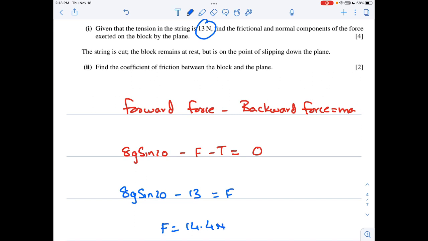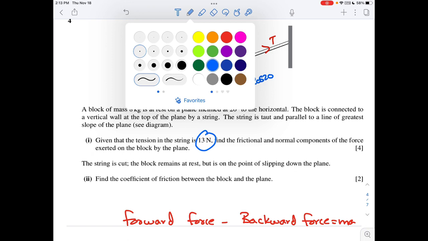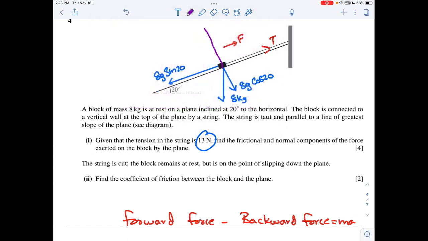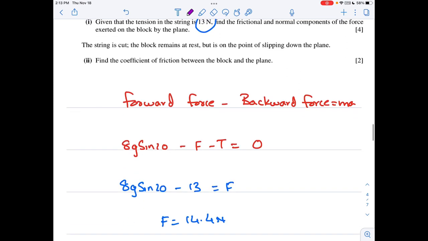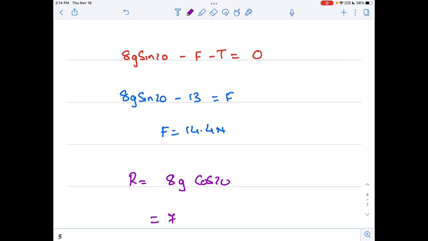Find the normal component of the force exerted by the plane. So we know that this 8g cos 20 is being balanced by the normal reaction R. So R is equal to nothing but what? 8g cos 20. So 8 times 10 times cos 20 should be giving me the normal reaction, which is 75.2 newtons. That's going to be the answer.